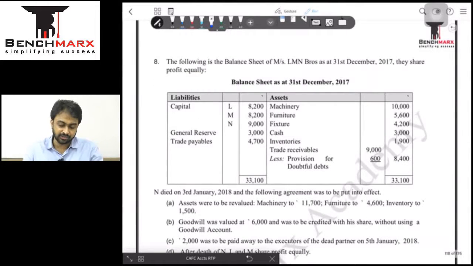So let's start please. The following is the balance sheet of LMN Brothers as on 31st December 17. So it's a closing balance sheet given. Okay. They share profits equally. So it's a question of equal PSR as far as old partners are concerned. Moving ahead. There is capital, general reserve, there is trade payables being creditors, there is machine, furniture, fixture, cash, inventories, debtors and less provision. Okay.